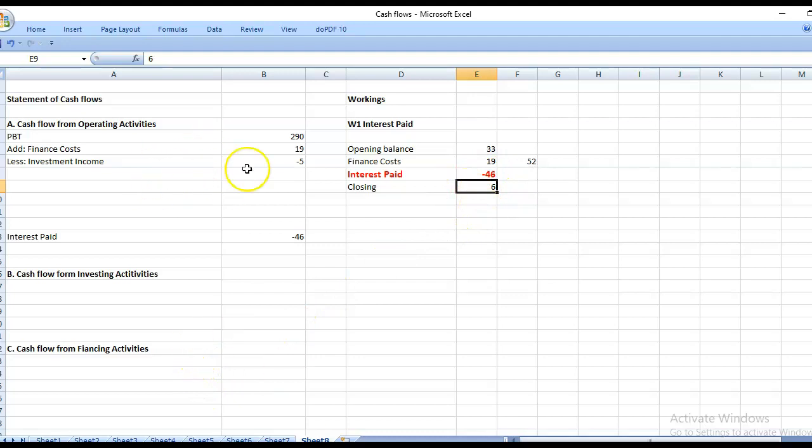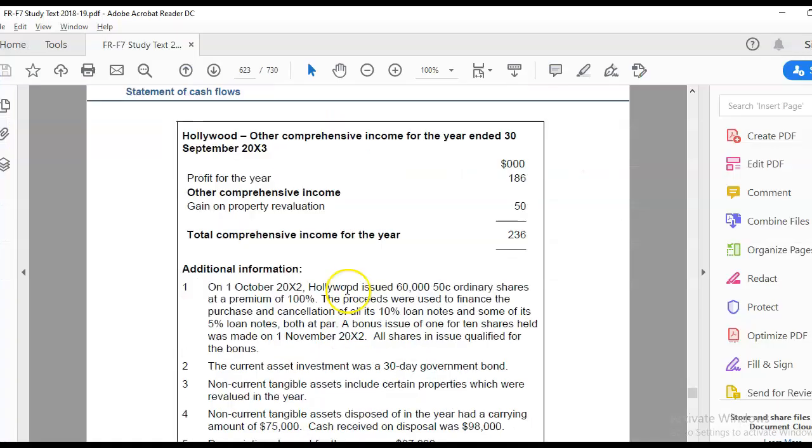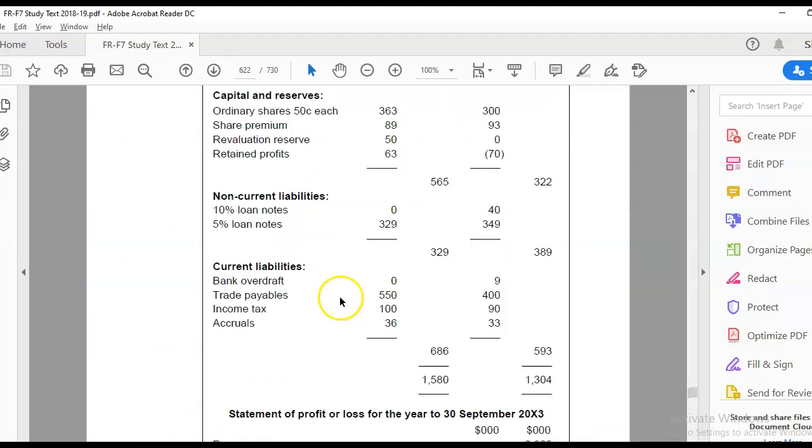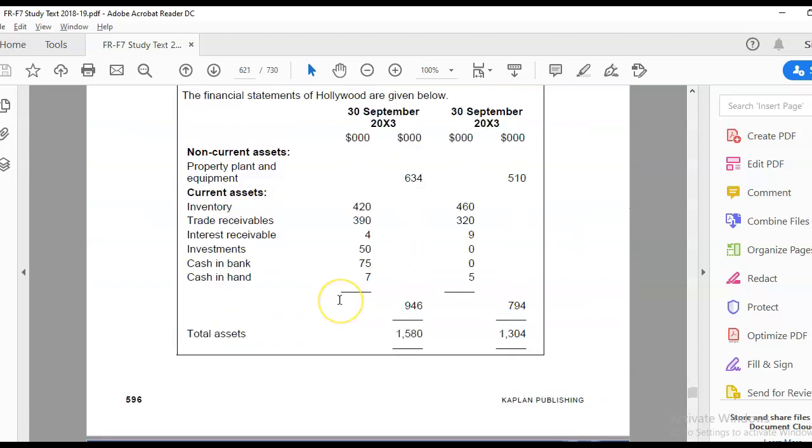Okay. Moving further, investment income. Just check if there is anything regarding investment income, any investment receivable in your balance sheet. In my current assets, there is interest receivable. There are investments and there is no investment receivable, however, right? So either this interest receivable is my investment income. I can assume this interest receivable to be my investment income, and that way I have my opening balance 9 and closing 4.